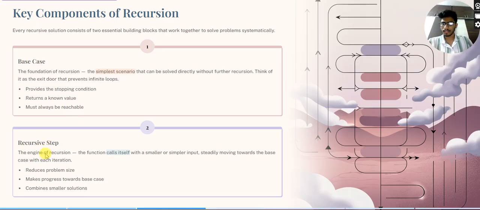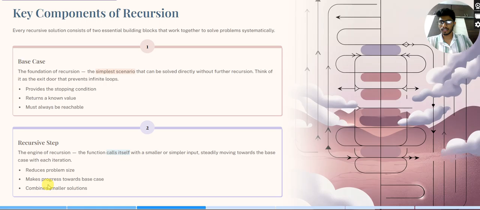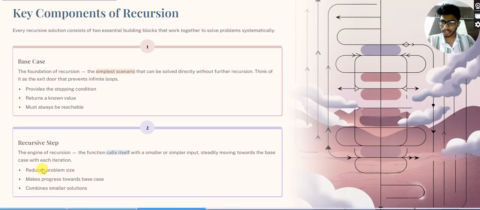The recursive step is nothing but the main function that we need to perform. If we take the example of n factorial, we need to perform n into fact of n minus 1, and the base case will be 0 factorial equals 1. The recursive part reduces the problem size, makes progress towards the base case, and combines smaller solutions.